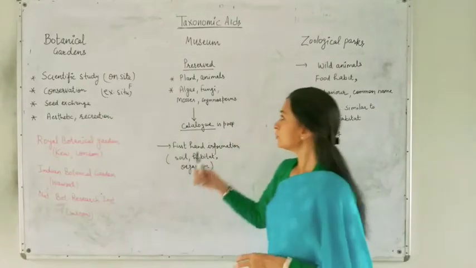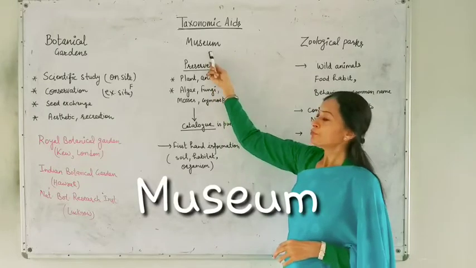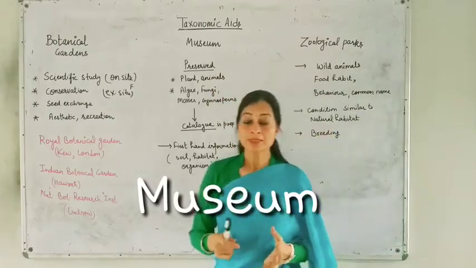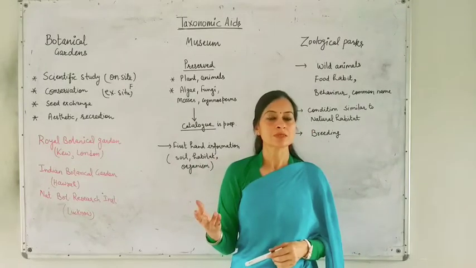Now come to the next taxonomic aid. This is the museum. Museums are actually the places where plants or animals are kept.